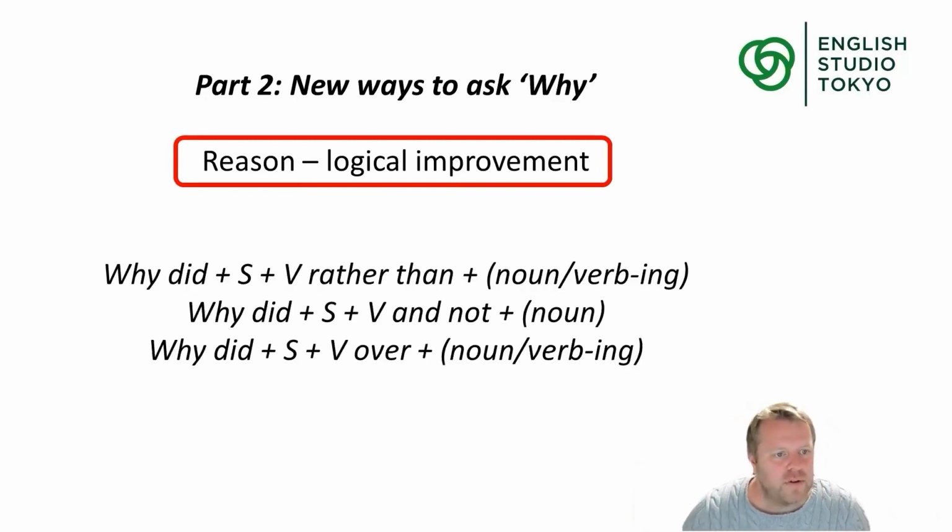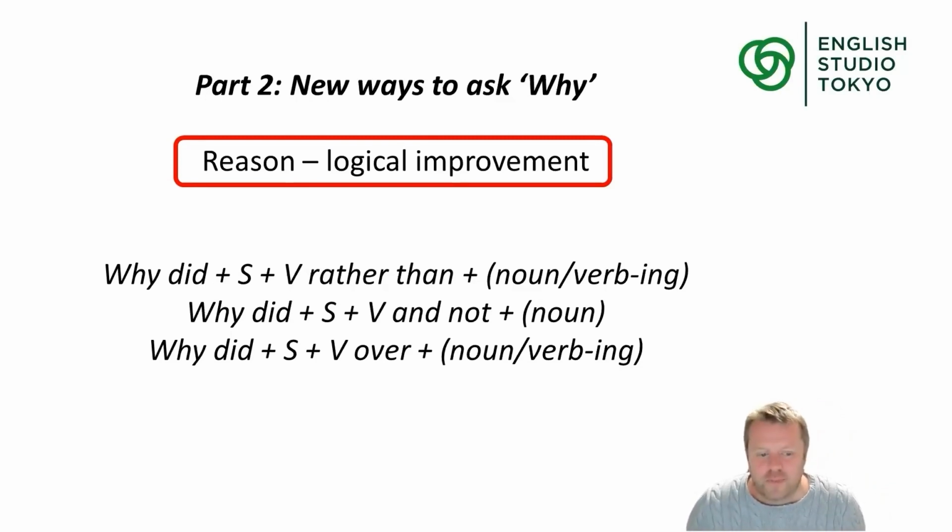Whenever I want to find out somebody's reason for doing something, I can use these 3 techniques: rather than, and not, over. So if I say to you, why did you go to Harajuku? Remember, before that had natural ambiguity, didn't it? I could have wanted to know the purpose, to buy a new jacket, but I also could have wanted to know why specifically Harajuku, why not Shibuya? So this one here, we want to know the reason, meaning why Harajuku?